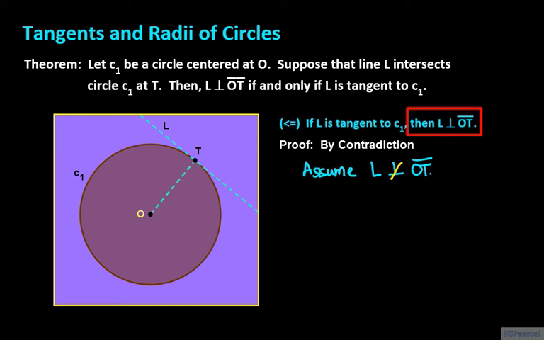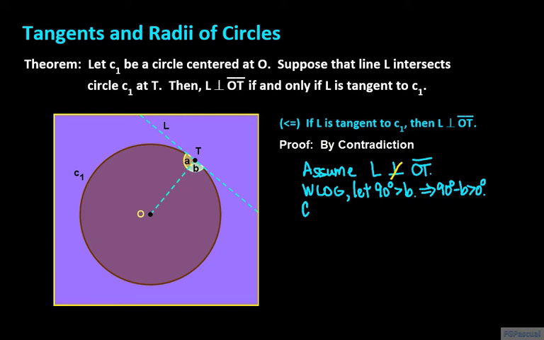There are two angles that we can consider. Angle A to the left of radius OT, and angle B to the right of the radius. Because we are assuming that line L is not perpendicular to segment OT, either angle A or angle B is less than 90 degrees. Without loss of generality, let us say that angle B is the one that's smaller than a right angle. Therefore, 90 degrees minus B is positive.